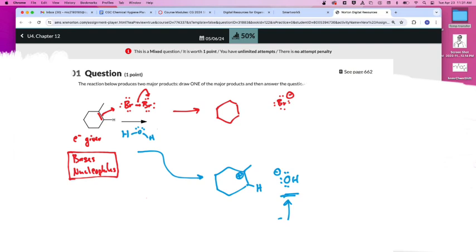Say again? What do bases do? Accept what? Hydrogen. Did it accept a hydrogen? No. So it's not acting as a base. Try again. Okay. What happened? It accepted electrons. It is therefore an electrophile.